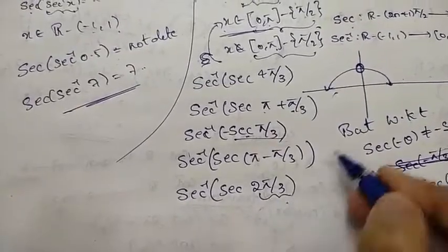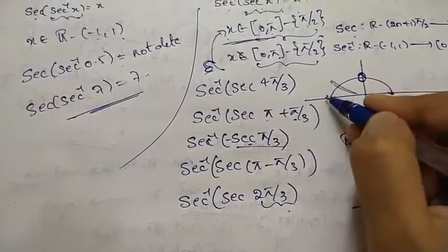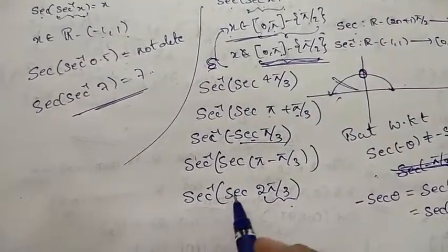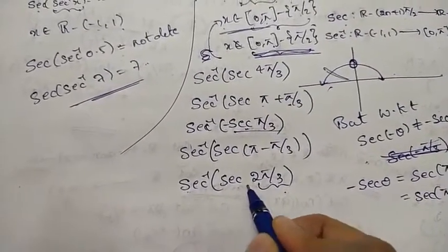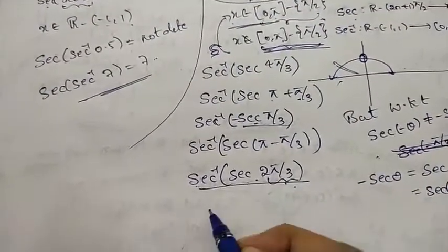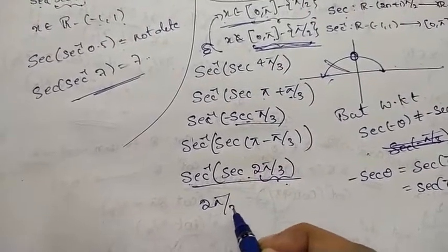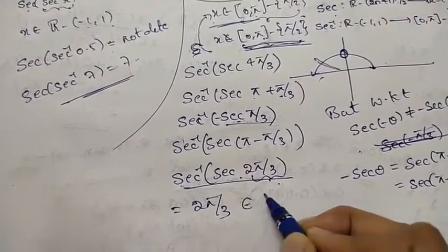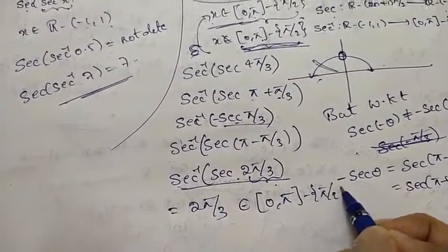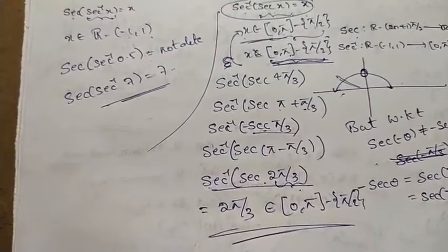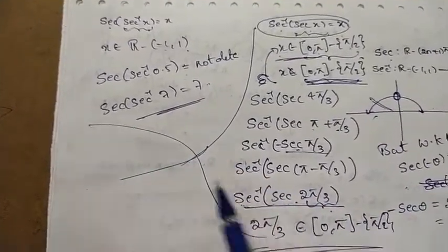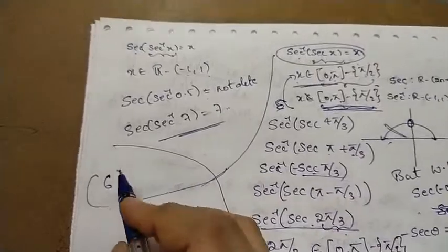So 2 pi by 3 lies somewhere here, which comes within the interval from 0 to pi, excluding pi by 2. So secant inverse of secant x is now in this format. So I can write this as 2 pi by 3 only, where this belongs to our interval 0 to pi excluding pi by 2. So this is how we are going to deal with it. These are the 6 properties which we have learned today.